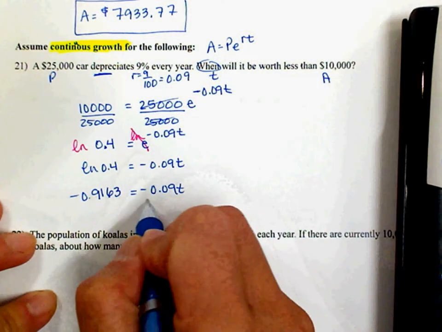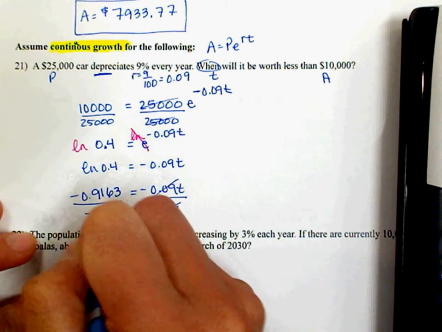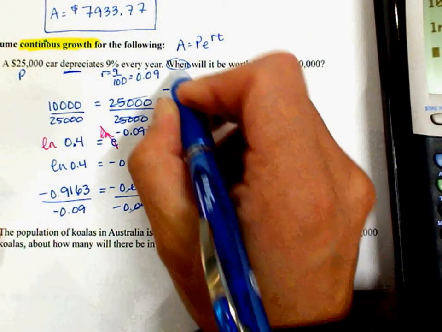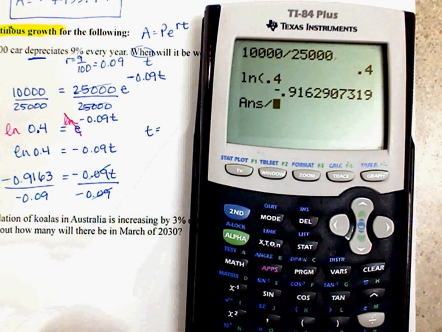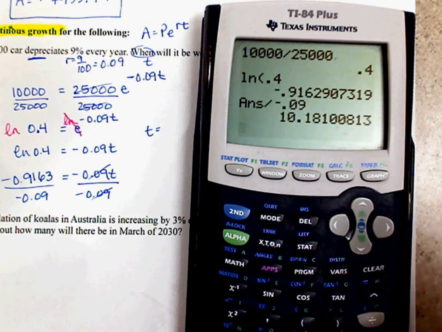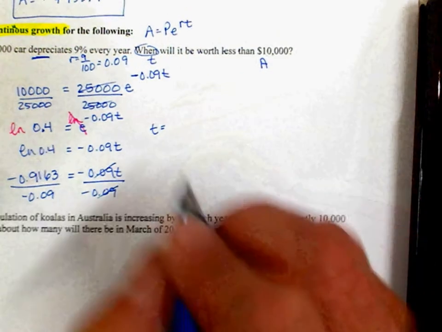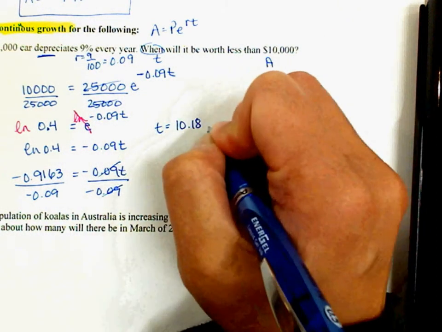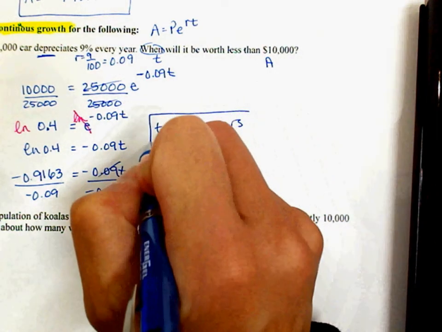Divide both sides by negative 0.09, and you have t left. So t answers your question of when. So divide by negative 0.09. Oop, 9, not 8. A and S is the previous answer. So how long is it going to take to depreciate from 25,000 to 10,000? That's in 10.18, and don't forget your units, years. Okay, there you go.